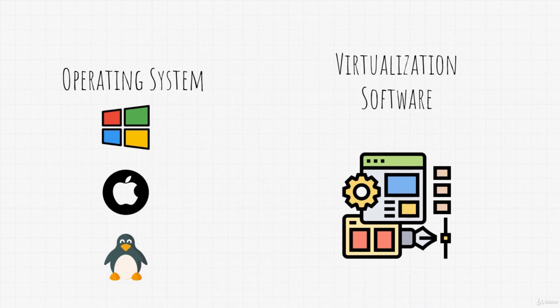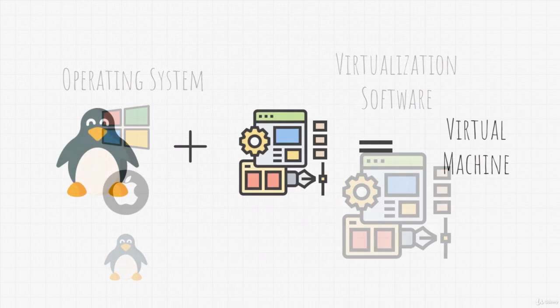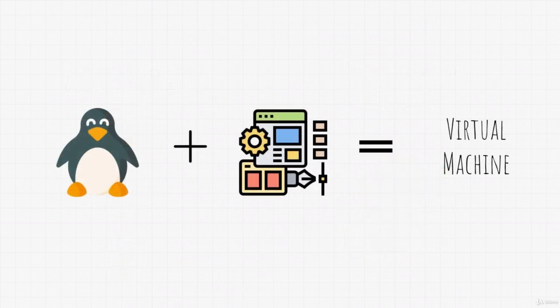Even though it sounds harsh, virtualization software is essentially a program that will allow our physical machine to lend hardware components to our virtual machine. Or we can also define it as a program that will allow us to run multiple operating systems on a single host or a single machine. So with these two combined, we can create our virtual machine, and in the next few lectures, we're going to see exactly how to do that. See you there.